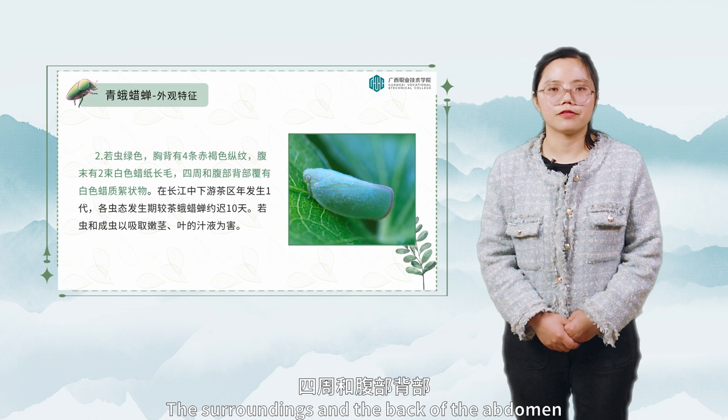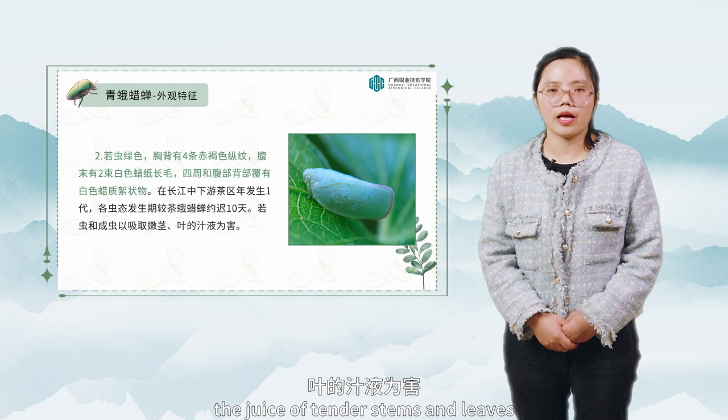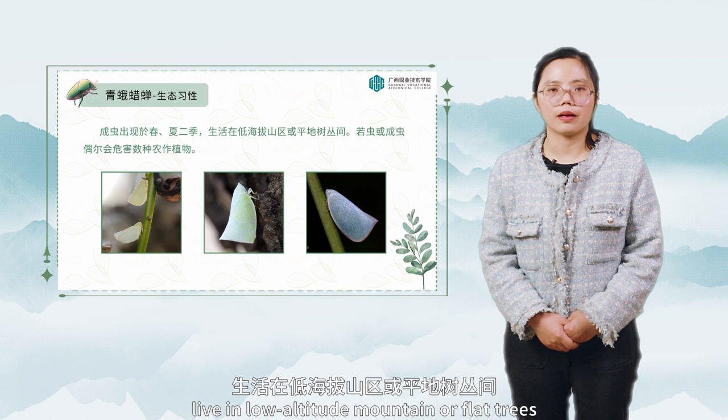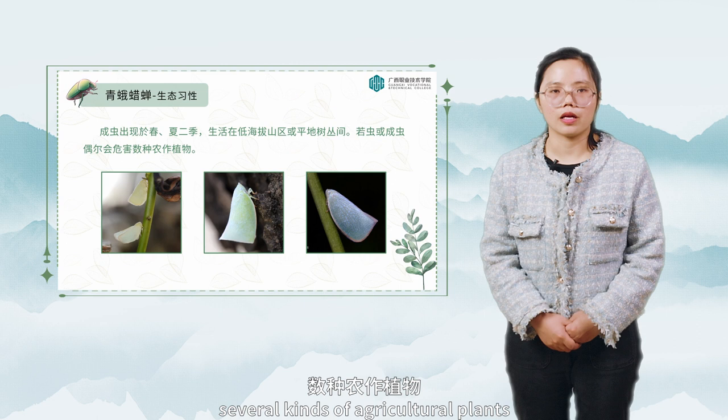Nymphs and adults harm by absorbing the juice of tender stems and leaves. Adults appear in spring and summer, live in low-altitude mountain or flat trees. Nymphs or adults occasionally harm several kinds of agricultural plants.